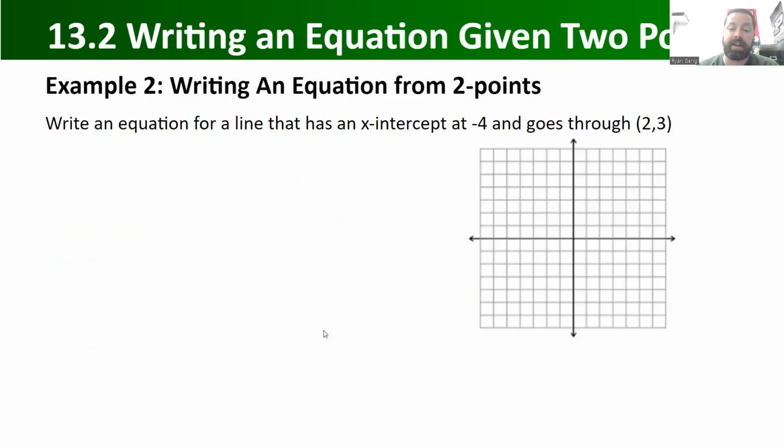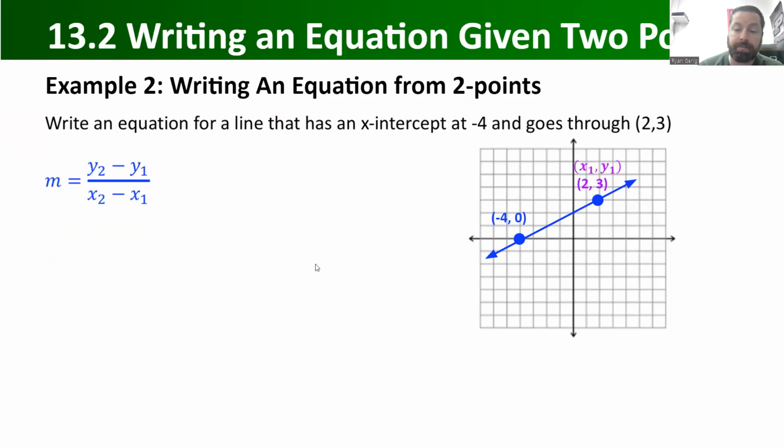Write an equation for a line that has an x-intercept of -4. That's the x coordinate where it crosses the x-axis. So that's -4, 0. And it goes through the point 2, 3. That's way up there. So let's go ahead and draw the line. Now, what do we need? We need slope. You could count and find the slope here, or you could do the slope formula. And I have the slope formula written here, so I'll do that way.